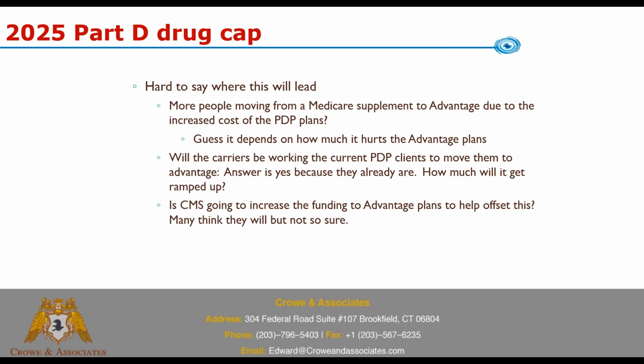And then lastly, is CMS going to increase the funding, how much per month based on star rating and all the other criteria? Is CMS going to increase the funding to Advantage plans to help offset this extra cost? I've talked to a lot of people that think they will, but to me, I'm not so sure about that. I mean, again, that's a guess, but I have a lot of people who are very confident that they will, and it won't hurt Advantage plans at all because the funding is going to be increased. But I guess I'll believe that when I see it. I find that hard to believe, but we'll see.